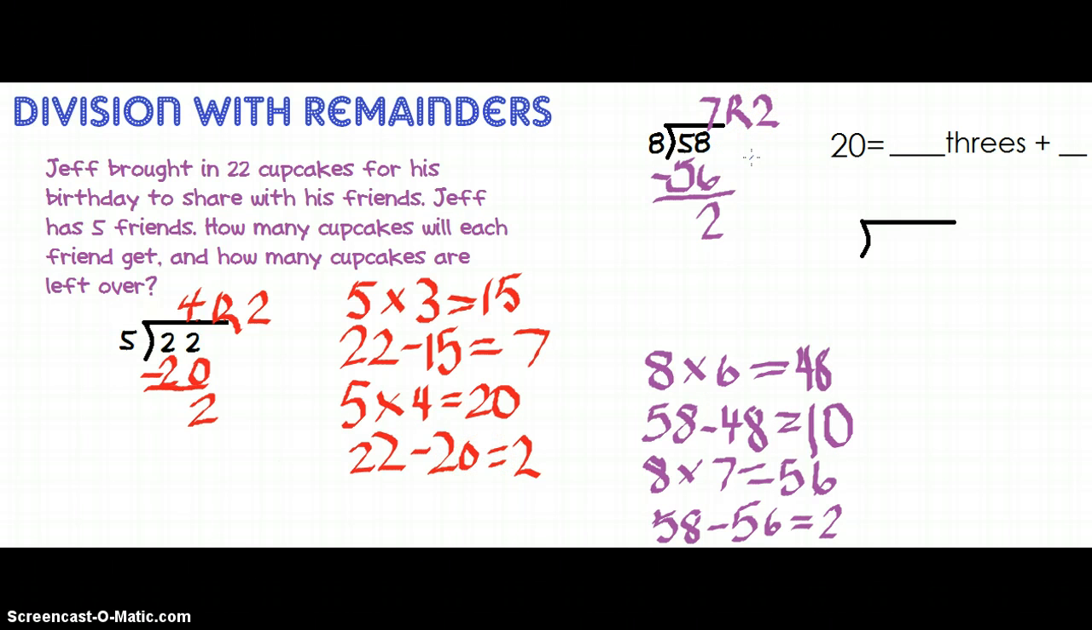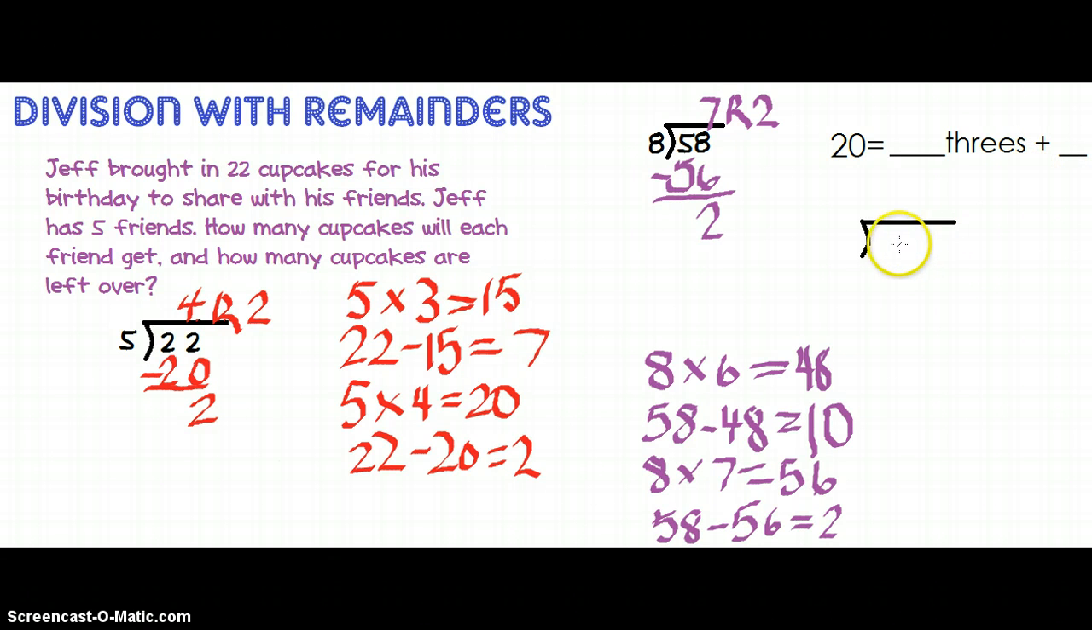An important thing to remember is that when you multiply your quotient by your divisor and you subtract, if the answer you get for your remainder is bigger than your divisor, you need to increase your quotient. Let's look at another type of problem you might come across in your homework. This problem says 20 equals how many 3's plus blank. It's asking you how many times can 3 go into 20 and how many will you have left over?